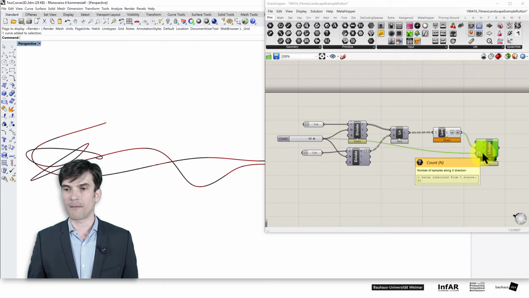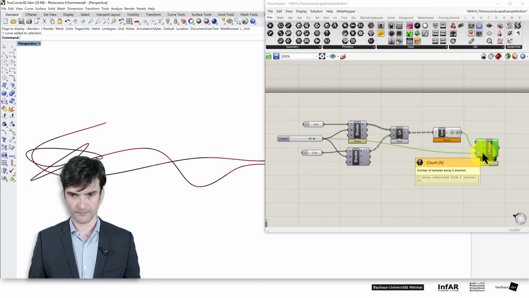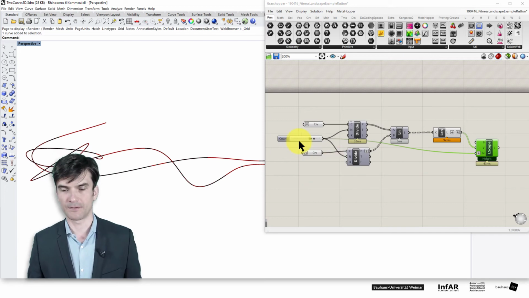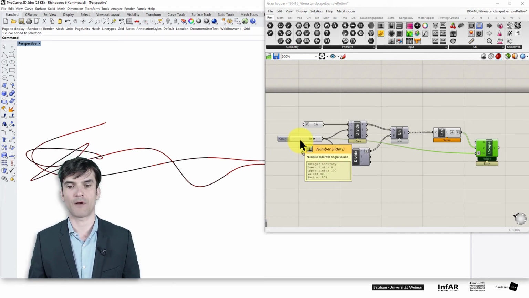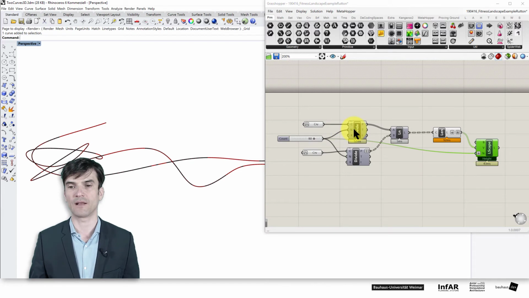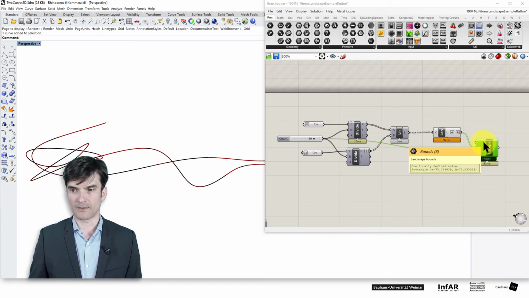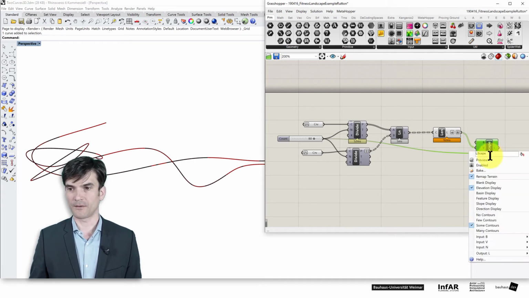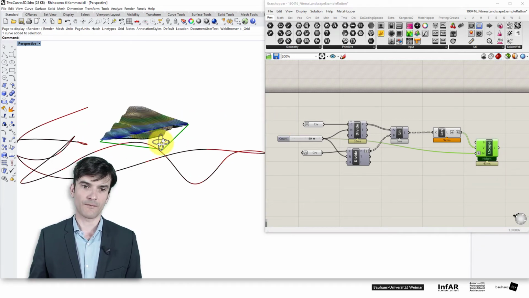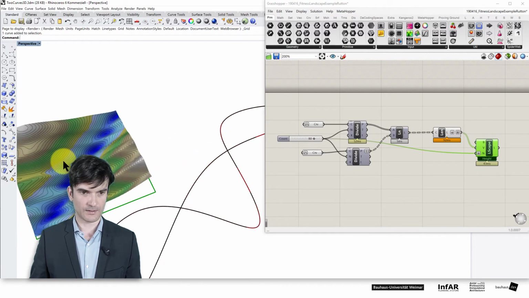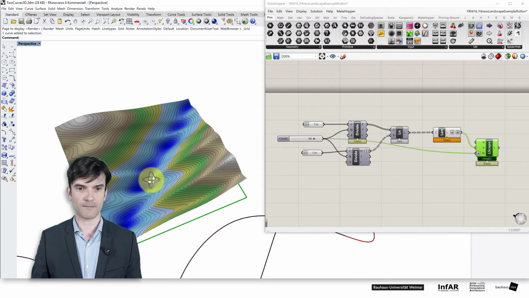And here we have the number of iterations on X and Y on this landscape. These are our counting parameters. This is the counting value, how often we divided each line. And finally, we have the bounding rectangle that we draw in Grasshopper. And if we activate the preview, we find here this beautiful three-dimensional landscape.